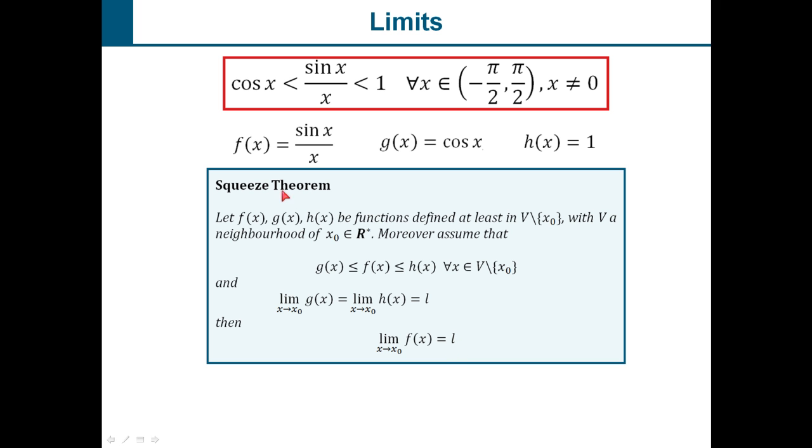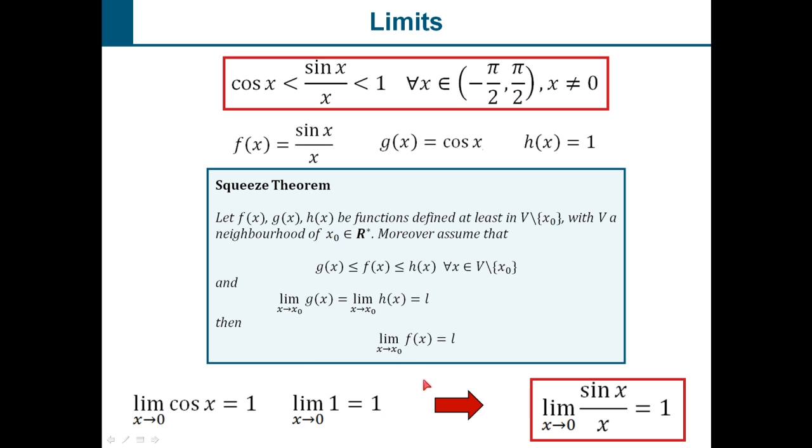In our case, notice that the limit as x approaches 0 of g of x is equal to 1, while the limit as x approaches 0 of h of x is also equal to 1. By applying the squeeze theorem, then, we can infer that the limit as x approaches 0 of f of x, which is sine x over x, then is also equal to 1. And this completes the proof and the exercise.